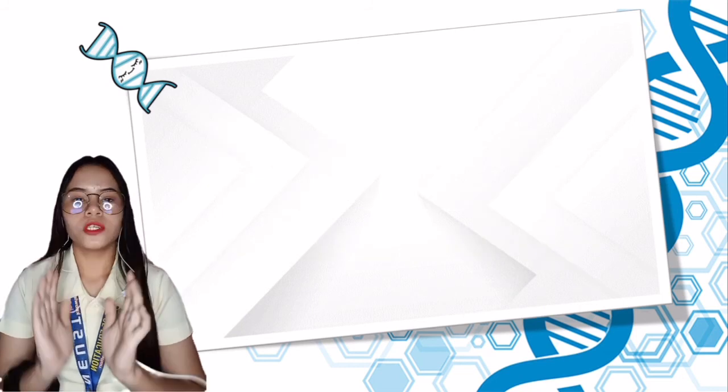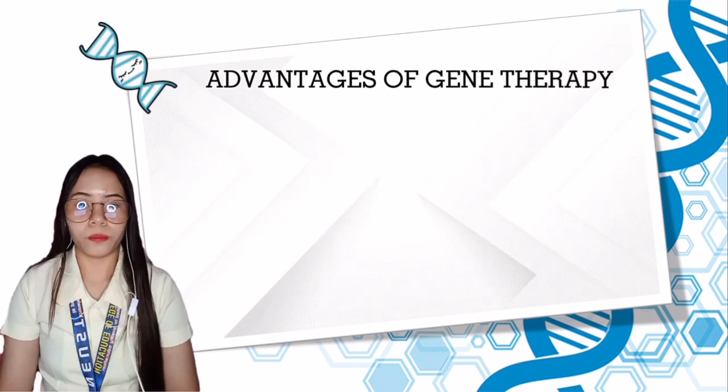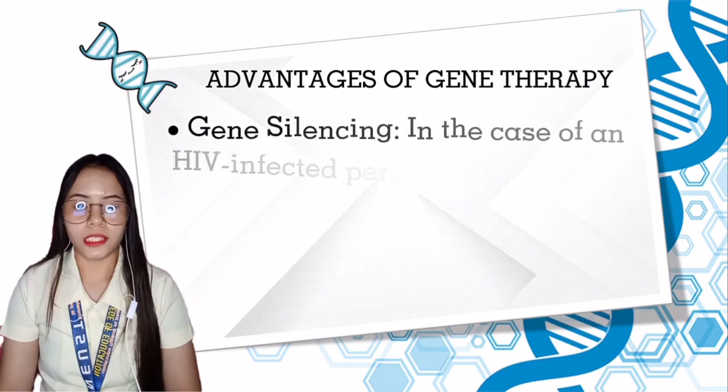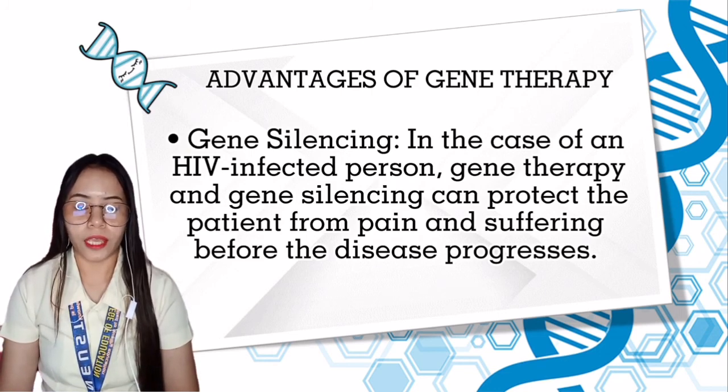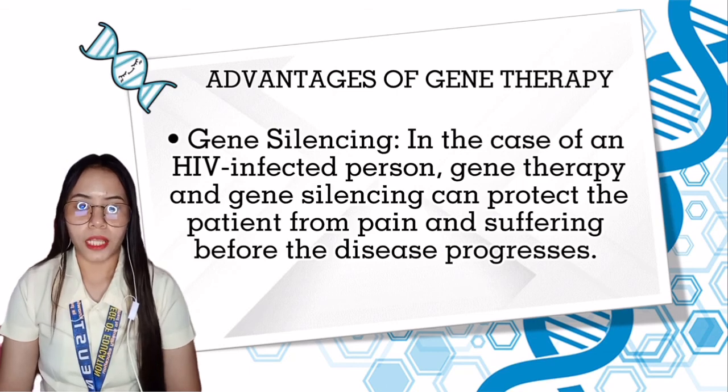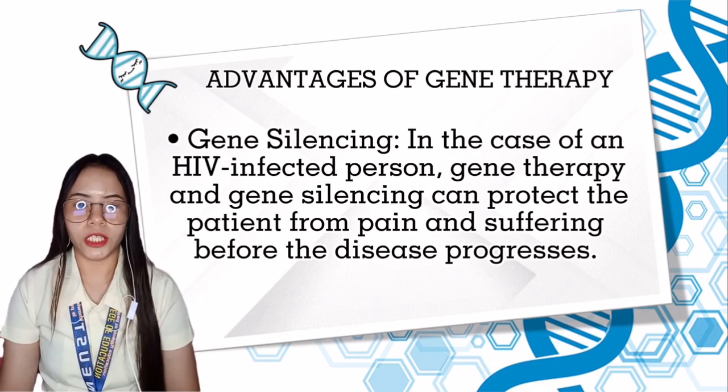So let's start with the advantages of using gene therapy. Number one is gene silencing. In the case of an HIV-infected person, gene therapy and gene silencing can protect the patient from the pain and suffering before the disease progresses. It means the regulation of gene expression in a cell to prevent the expression of a certain gene.